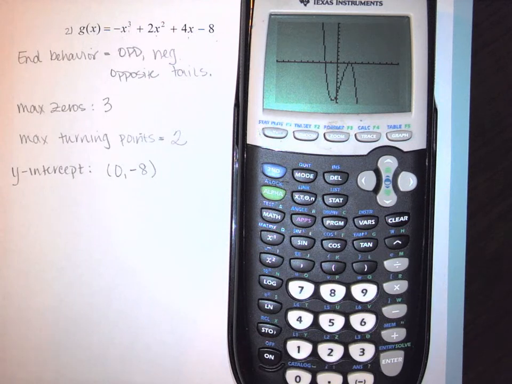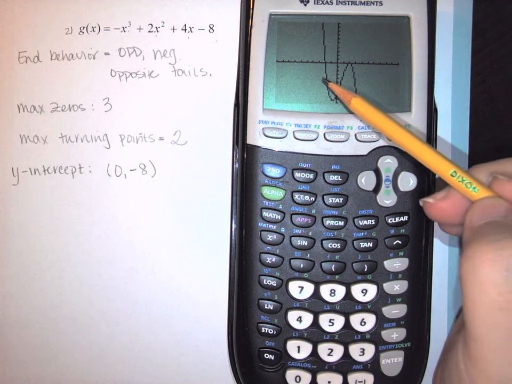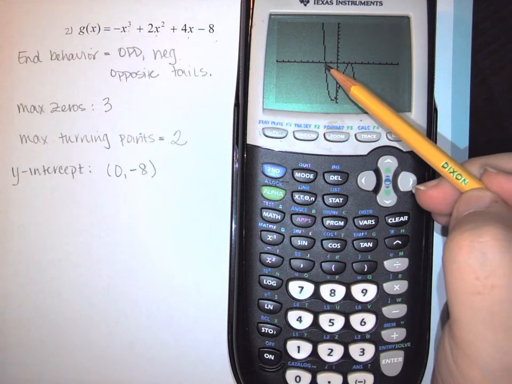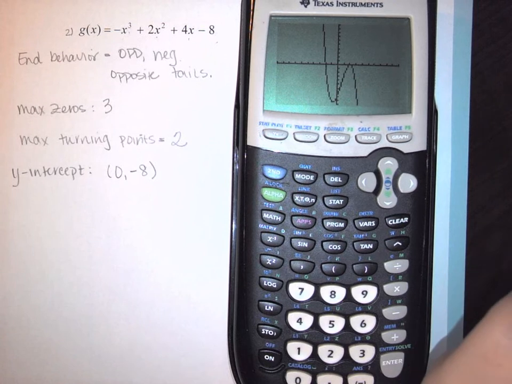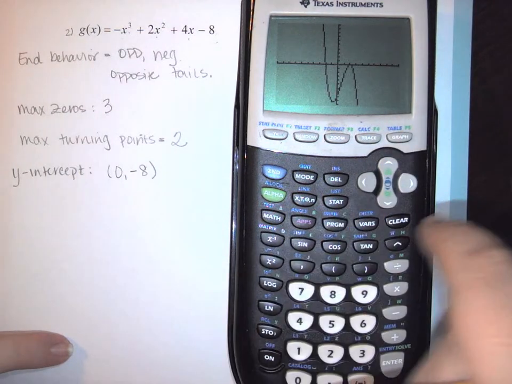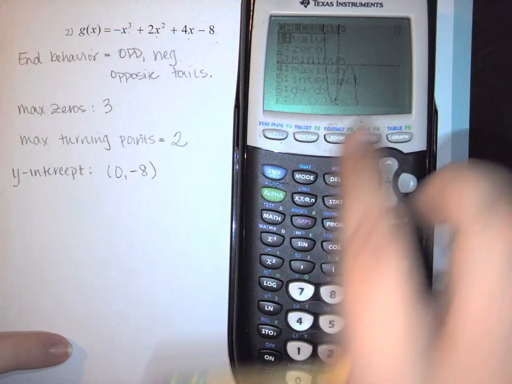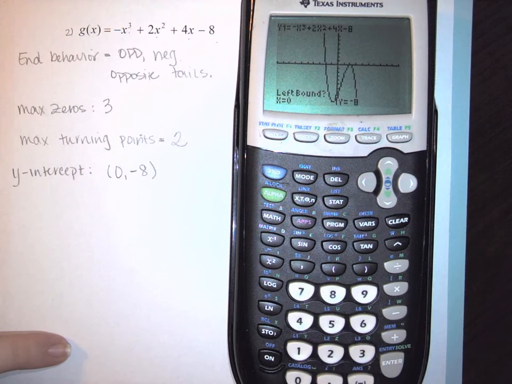Now when looking at this, we can notice that I have one x value where I cross and another x-intercept where it appears that I touch. So we need to figure out what those are. Again, the easiest thing to do is going to go to Second, Calc. And we're going to go ahead and start with your zeros. So when we do that, you can click Enter.